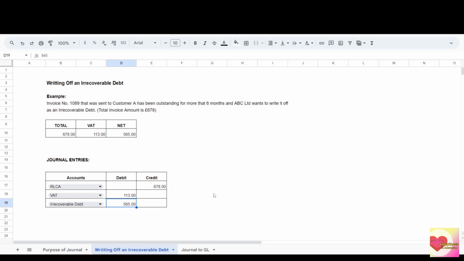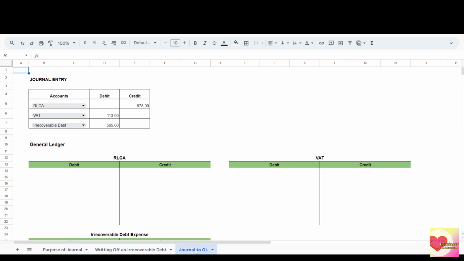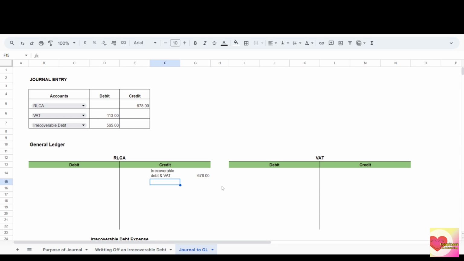Next, let's move on to recording to the general ledger. Remember, the journal is one of the books of prime entry, so we have to transfer the details from the books of prime entry to the general ledger. First, let's enter the RLCA. Let's enter the amount in credit. For the details, it's irrecoverable debt and VAT. This is to show you the dual effect that this amount in RLCA is equivalent to the irrecoverable debt plus the VAT. Then let's go to VAT account.